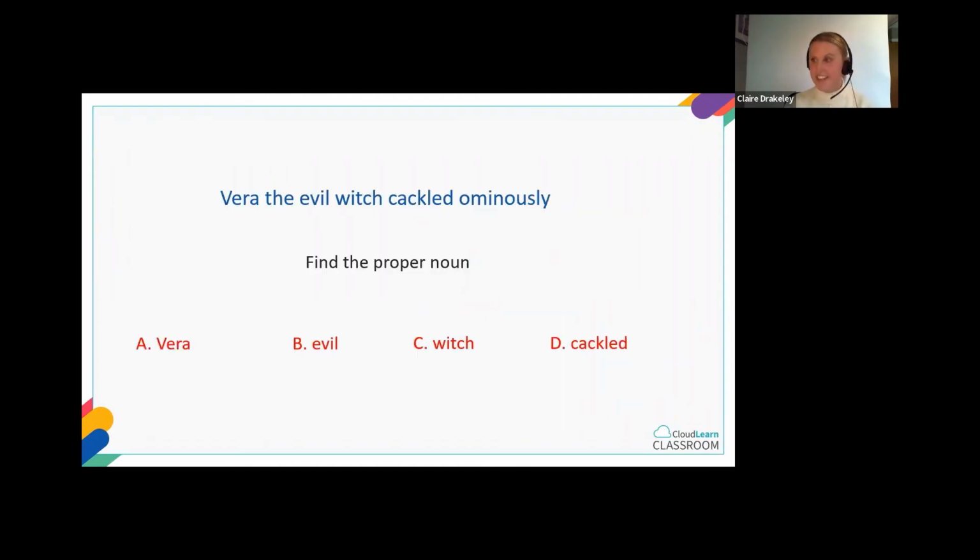Yeah, well done, Rodri. So this is difficult, okay? This is a poll. We are going to have a go at finding one of these. So find the proper noun in this. Vera, the evil witch, cackled ominously. So which one of these is the proper noun? Remember, proper noun. So is it A, Vera, B, evil, C, witch, or D, cackled? Which of those is the proper noun?